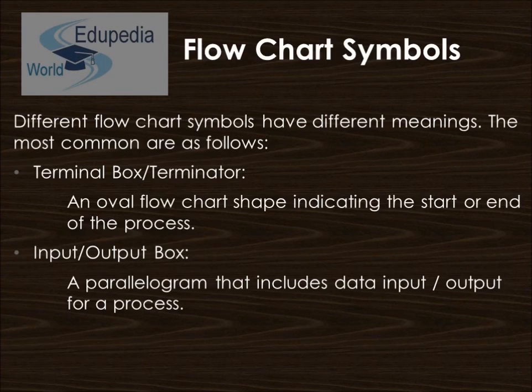The first one is the terminal box or terminator. It is an oval flowchart shape indicating the start or end of the process. They usually contain the word start or end, just signaling the start or end of the flow chart. Then comes the input or output box. It is a parallelogram that includes data input or output for a process. For example, get the value, say X, from the process, display the result, and so on.